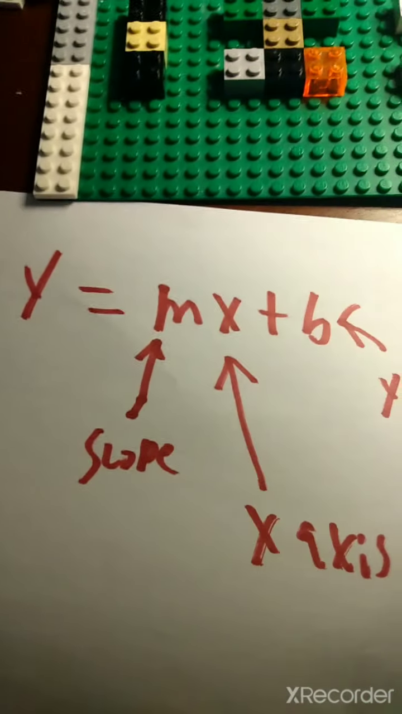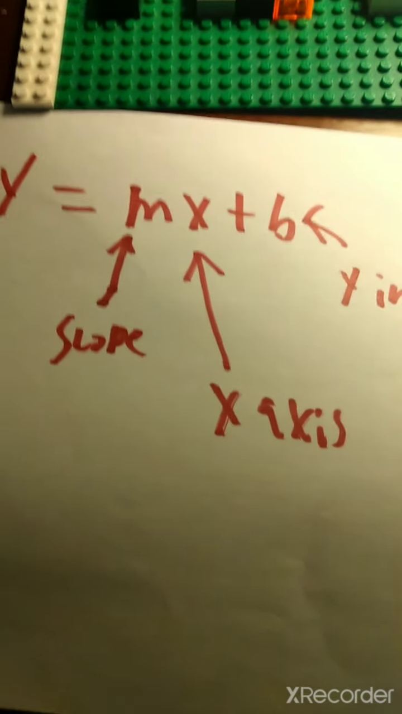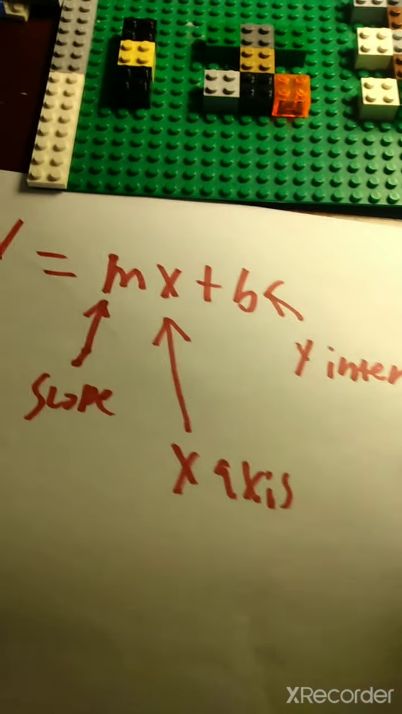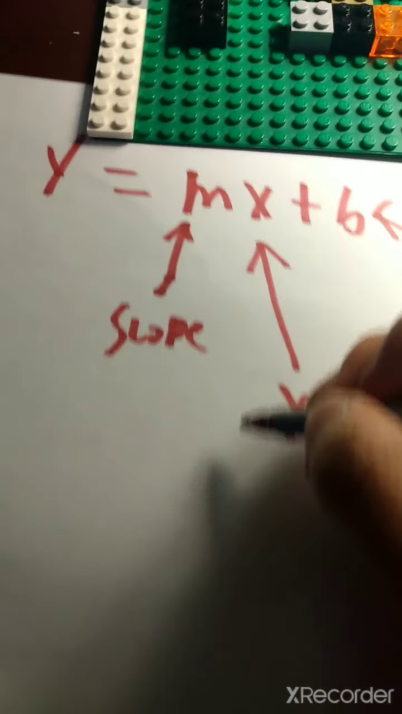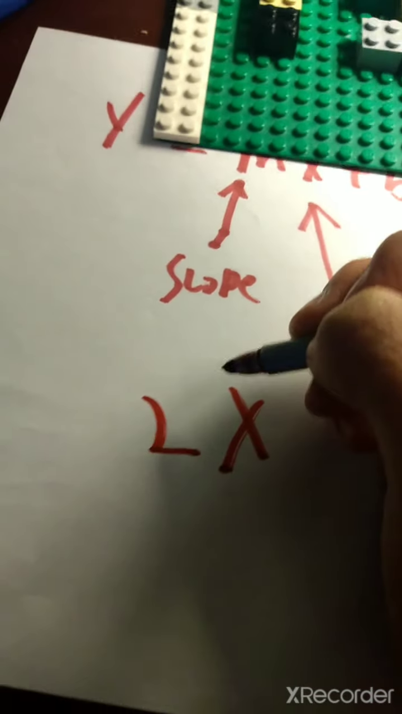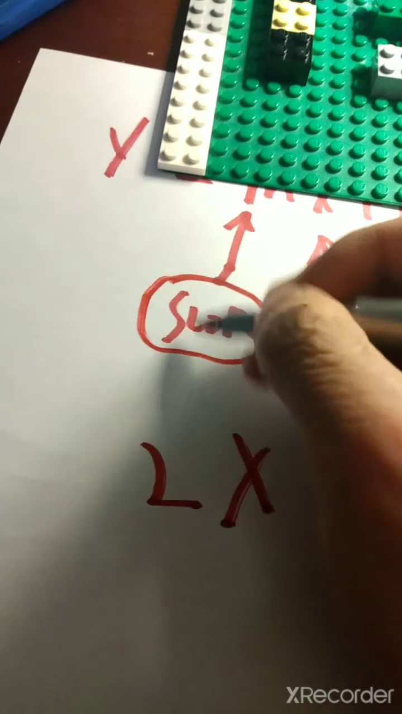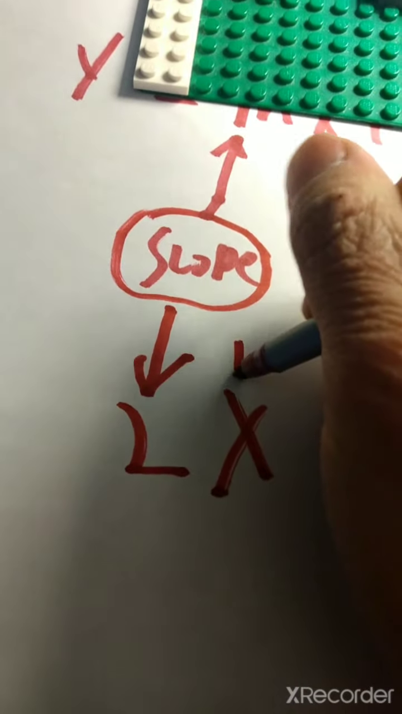The other symbols are the slope multiplied by the x-axis. Well, x is always going to stay as x, but the slope is going to become a coefficient. Like here is x right here, and that m right here is going to be a number. So now it will be represented as 2x. But remember, the slope is the number right before the variable.